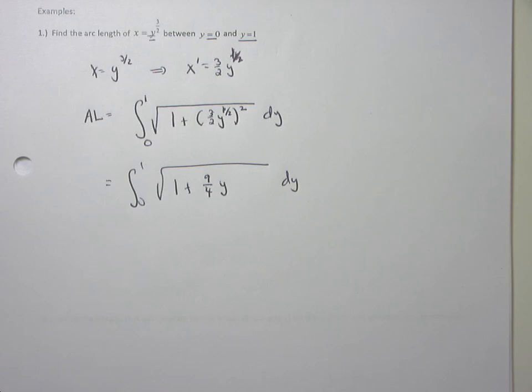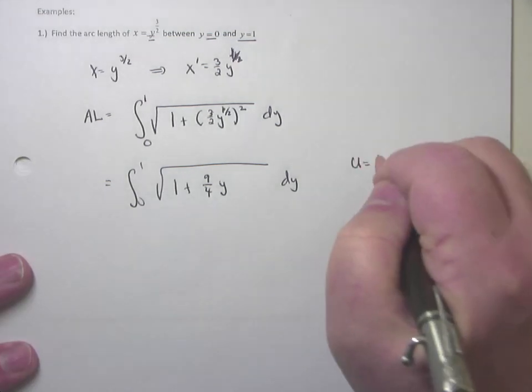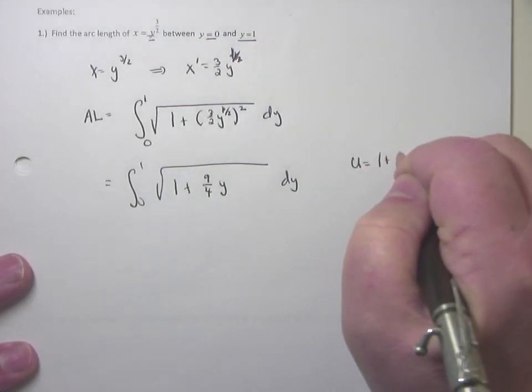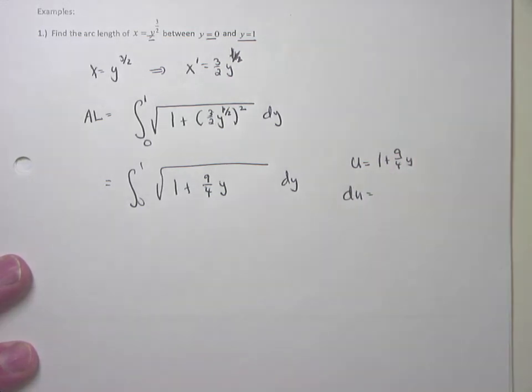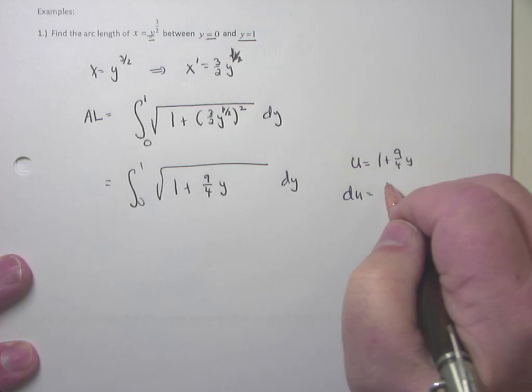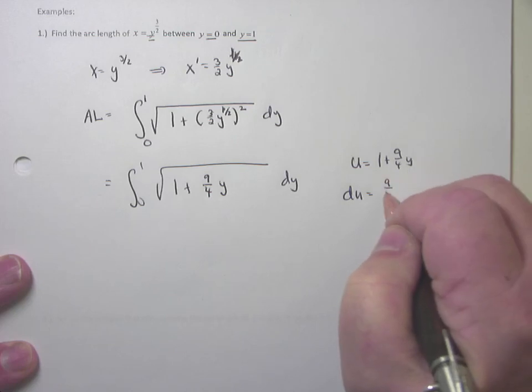Does that make sense? Now, if I was going to integrate this thing by hand, because you need some practice on this stuff, what technique of integration would you use? U substitution. Using U substitution, U would be equal to inside the parentheses, 1 plus 9/4 y. That makes du equal to my derivative. The derivative of 1 plus 9/4 y is going to be 9/4 dy.